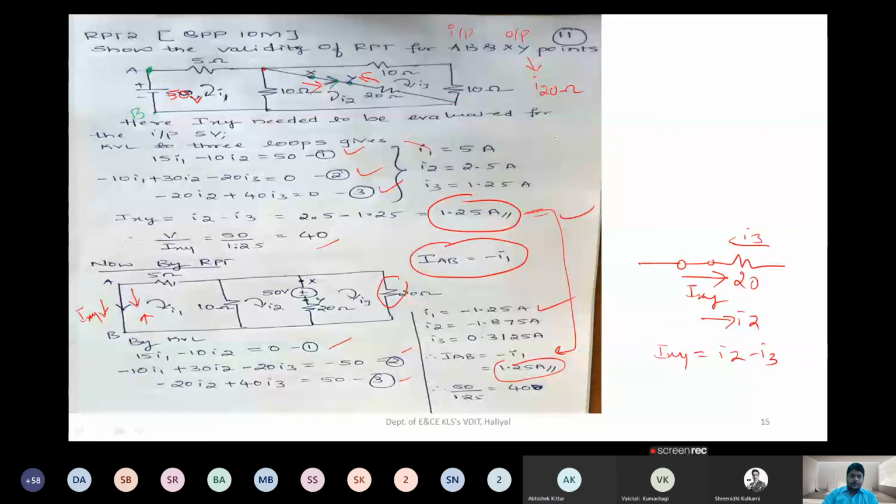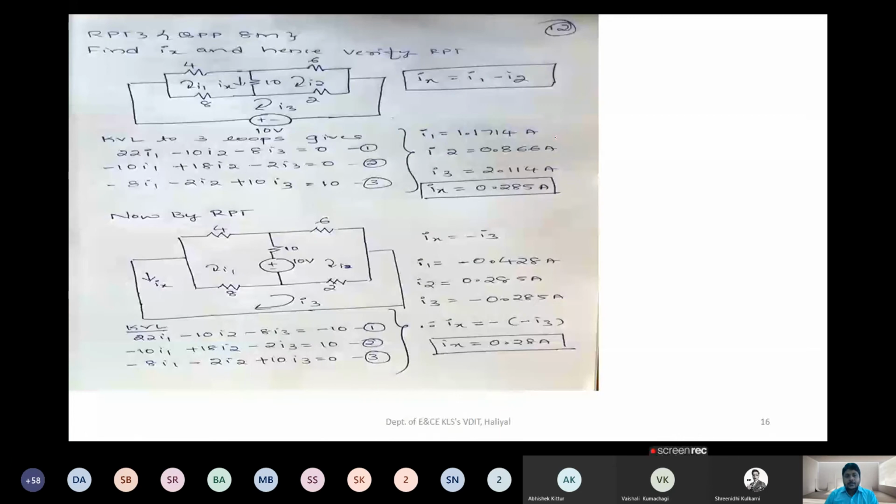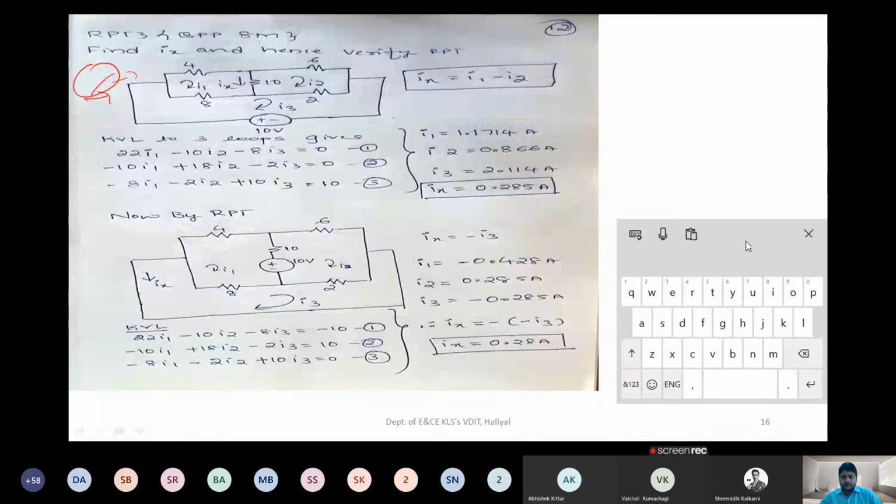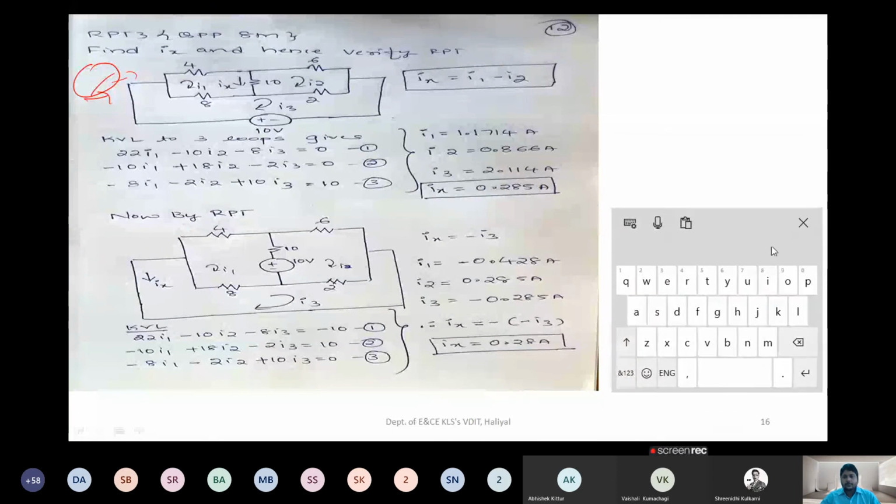Okay. So last one problem we'll consider and we'll conclude this. See, this is a very important problem. So all these are from question papers only. So here what is mentioned, you have to find Ix and hence verify the reciprocity theorem. So first you observe this circuit. I want everyone to observe this circuit here for a minute. Okay, so first you observe here.